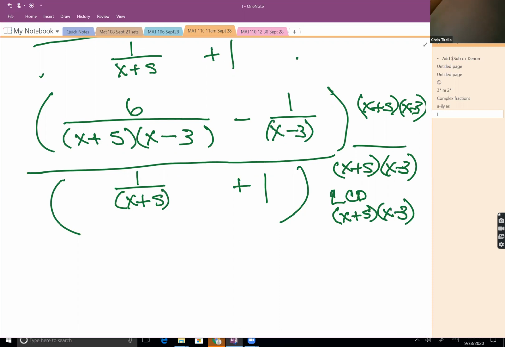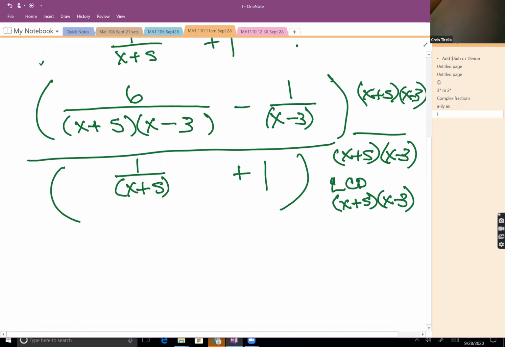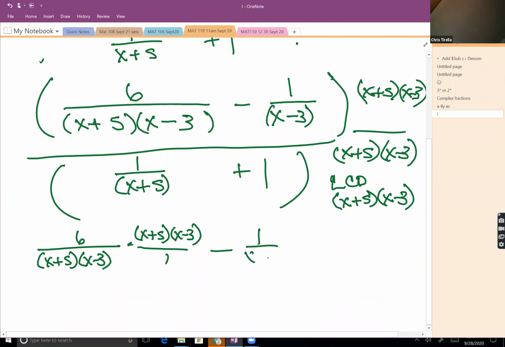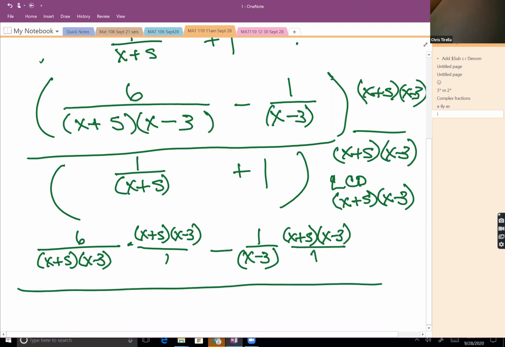In the numerator, when I distribute, I get 6 over x plus 5, x minus 3, times x plus 5, x minus 3. And I can put those over 1. Then I'll have the minus 1 over x minus 3 times that same denominator, x plus 5, x minus 3. And I can put them over 1 for multiplication purposes.